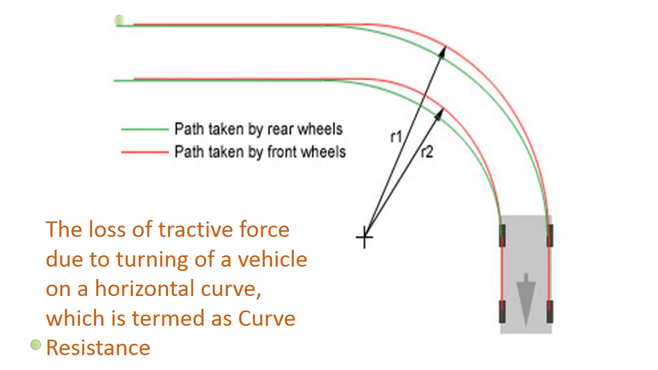Automobiles are steered by turning the front wheels, but the rear wheels do not turn. When a vehicle driven by rear wheels moves on a horizontal curve, the loss of tractive force due to turning of the vehicle on a horizontal curve is termed curve resistance.